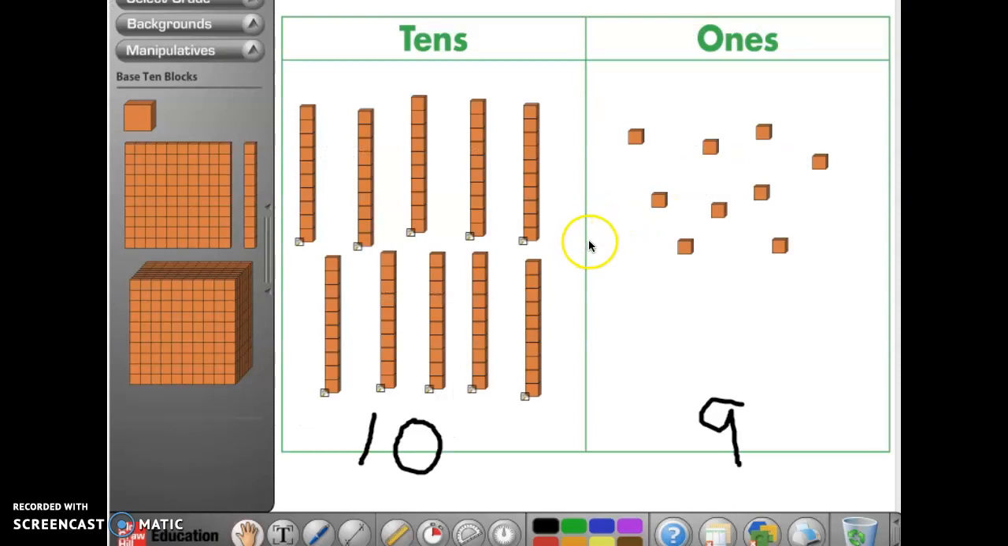That's what I wanted you to see with the base 10 blocks. So feel free to use this. Good luck with lesson 8, and I will be available if you need anything.